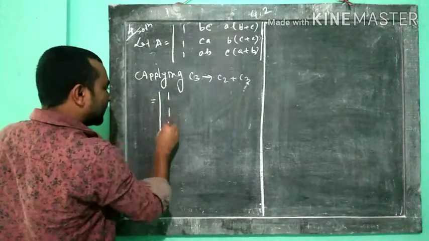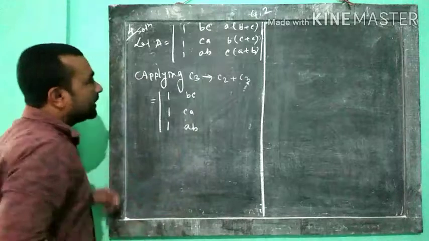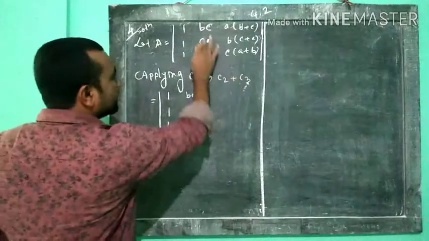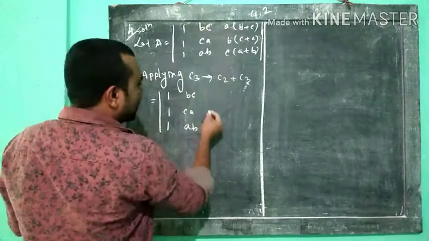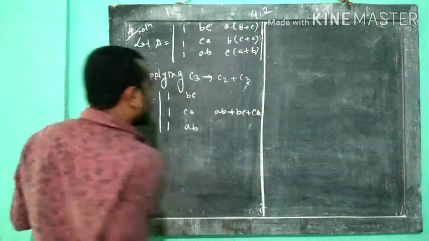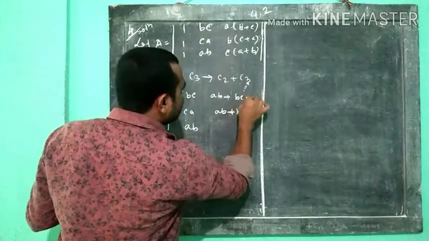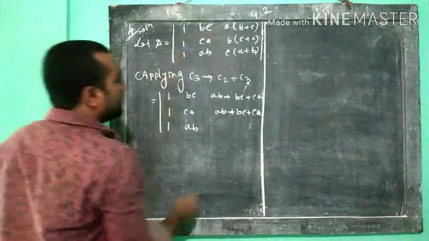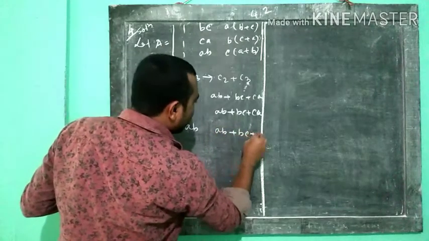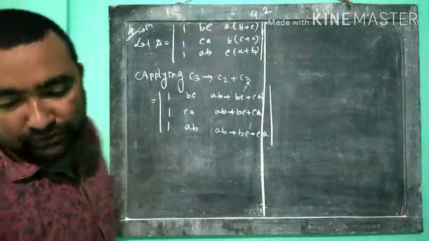This is 1 1 1 and C2 is same, BC CA AB, and what we get? A into B plus C, that means AB plus CA plus BC, which is AB plus BC plus CA. Here also we write AB plus BC plus CA, and here also AB plus BC plus CA. Is it clear?